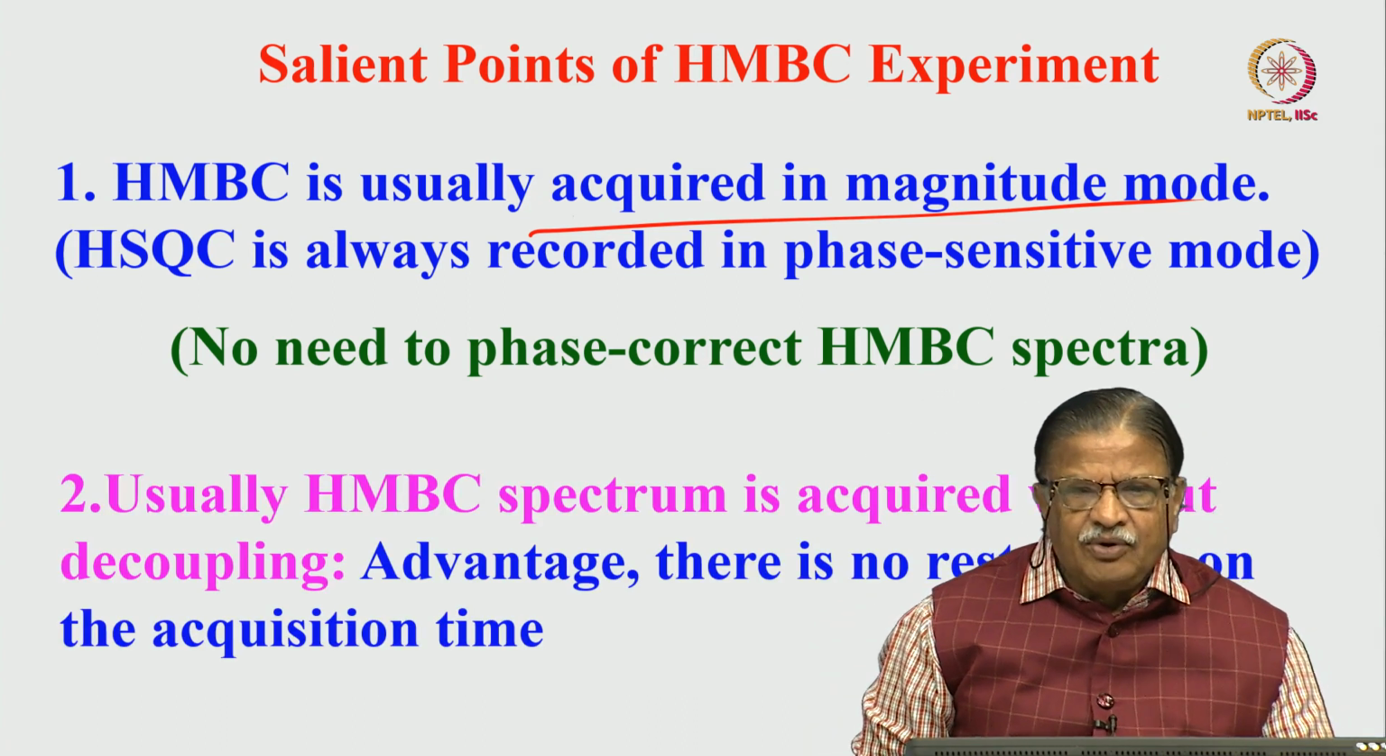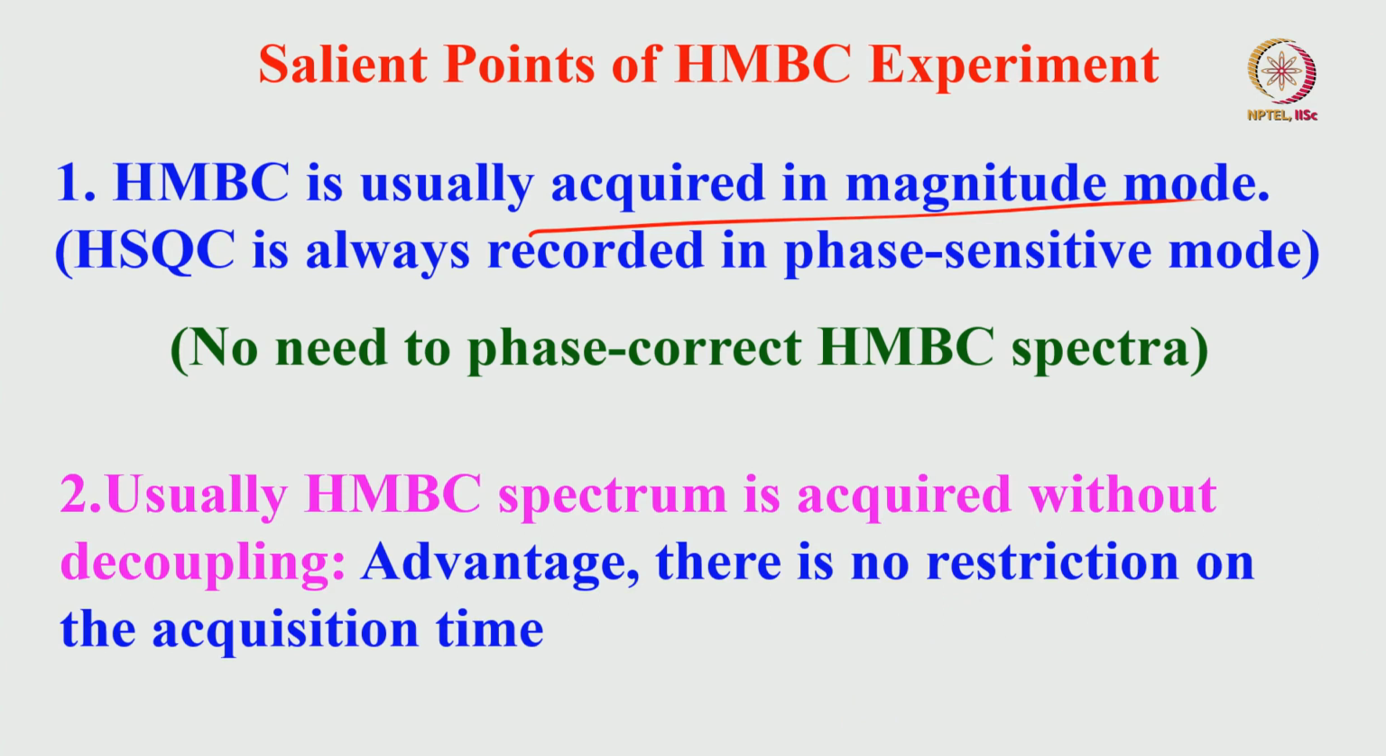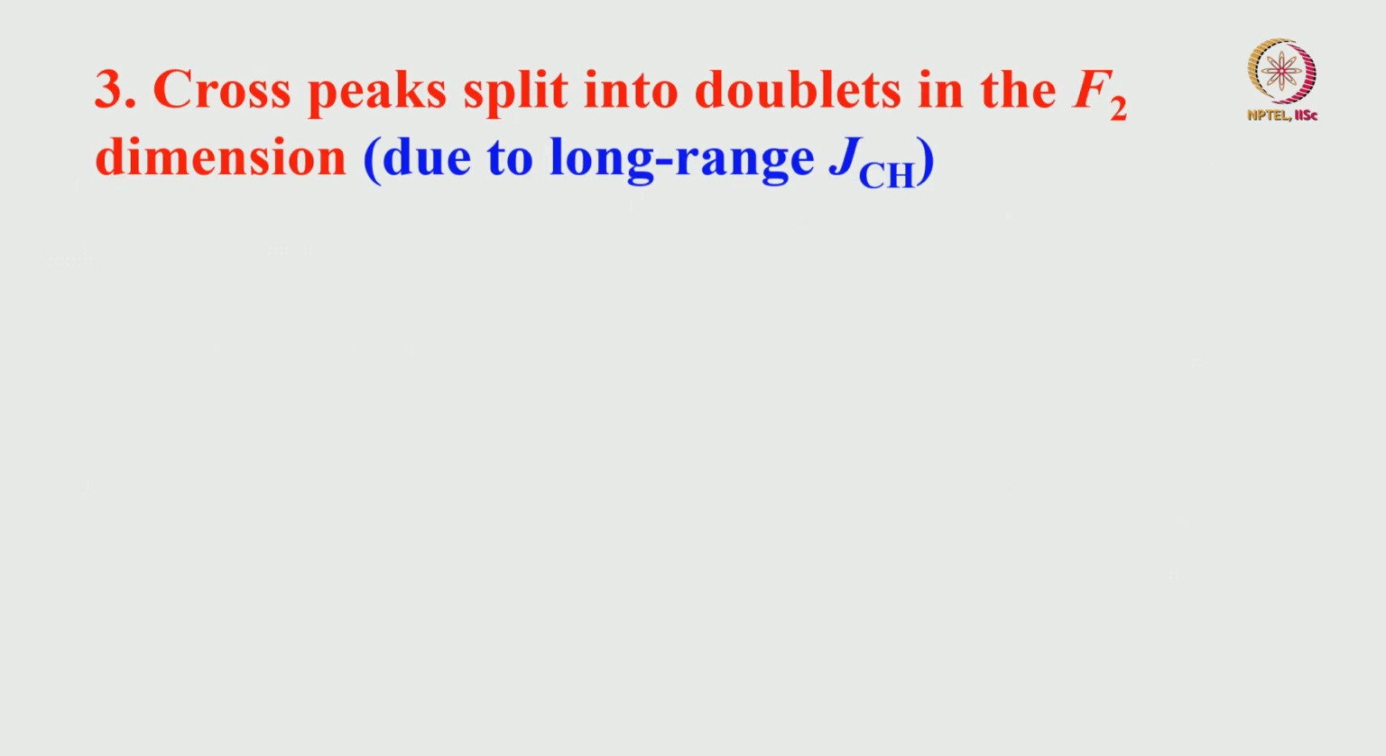Secondly, usually HMBC is acquired without decoupling. There is no need to do the decoupling here because long range coupling is there, which is very weak. And of course, there is no restriction on the acquisition time. You can acquire for a long time. That is an advantage. So it is always recorded without decoupling. Of course, you can do the decoupling. Nobody can stop you. But generally, it is without decoupling.